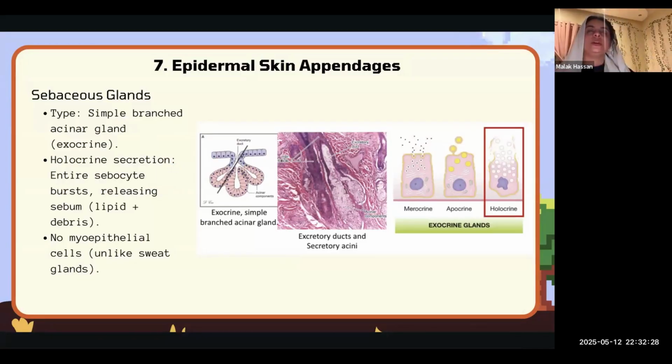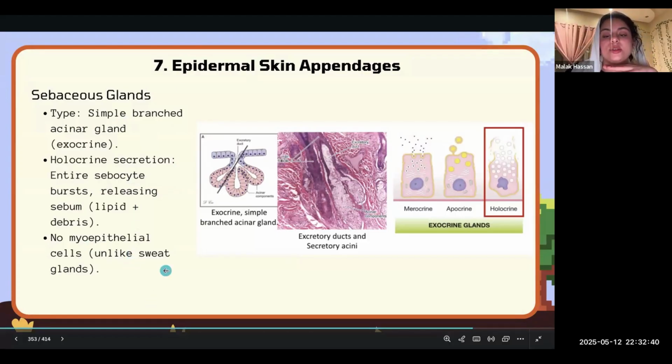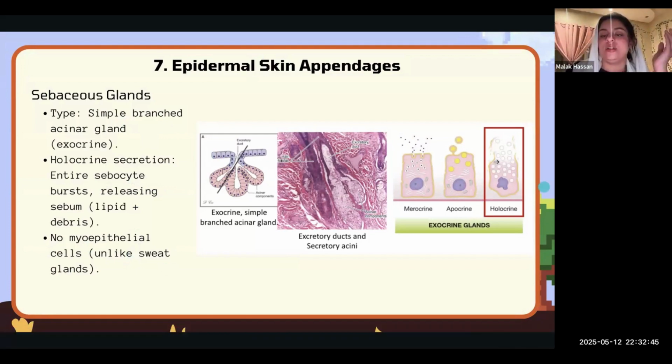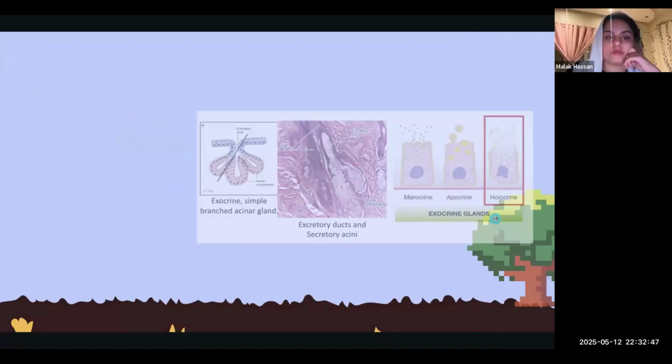It means hollow. So if you think of it, it hollows itself out. It throws itself out. So the entire sebocyte bursts and it releases sebum, lipids, and debris. And there's no myoepithelial cells, unlike in sweat glands. So there's no need for anything to squeeze it. It just explodes. So it has a holocrine secretion.